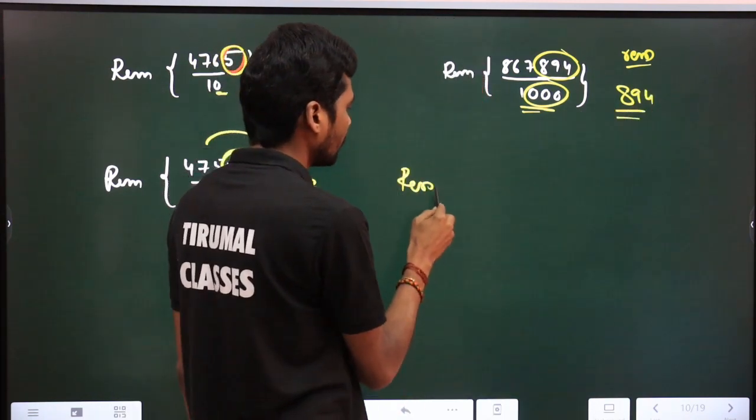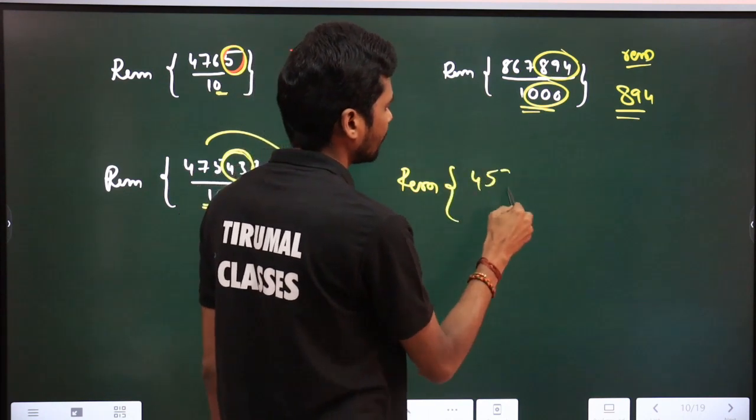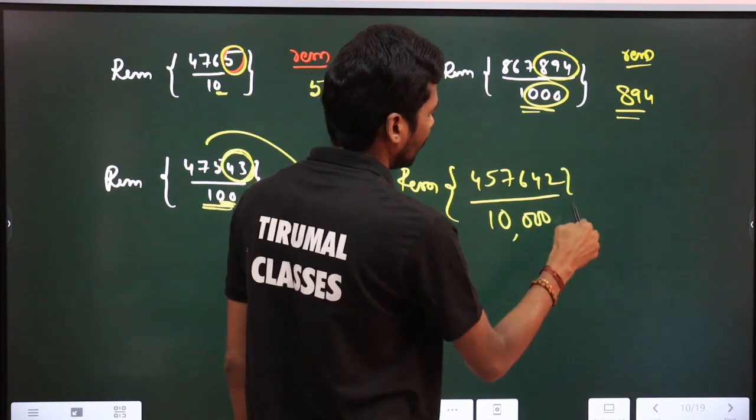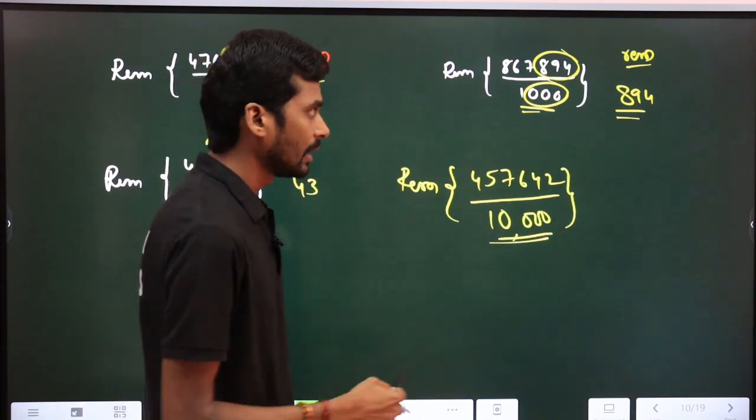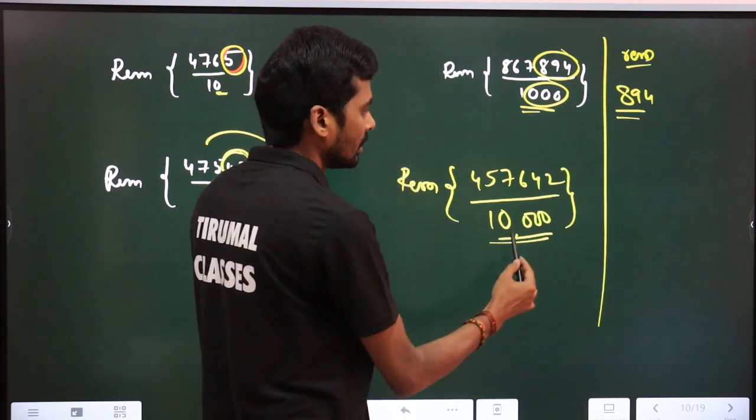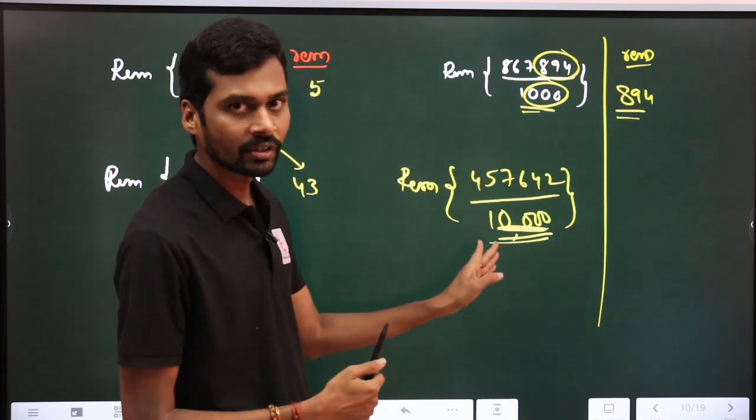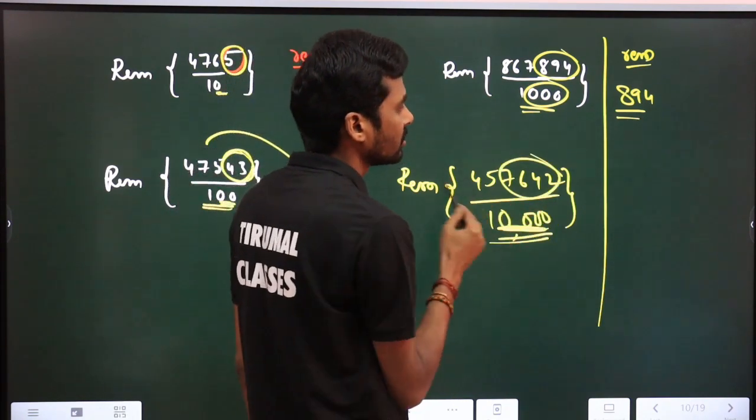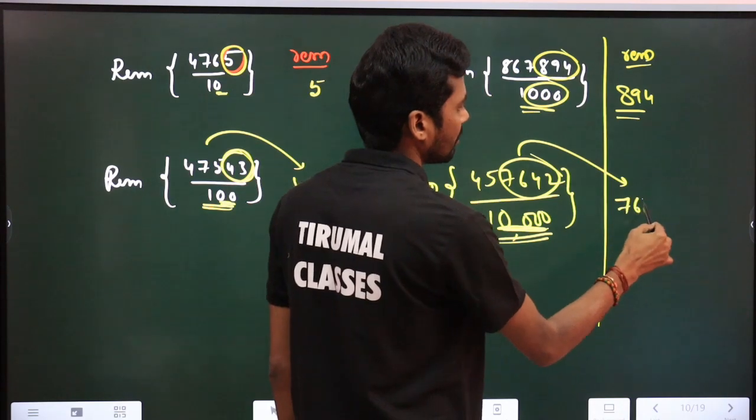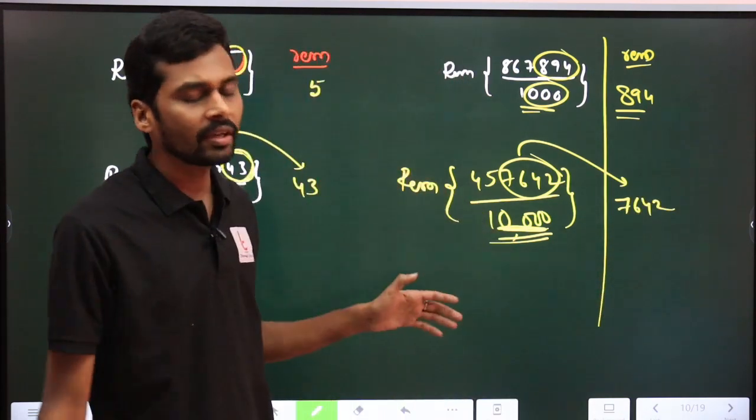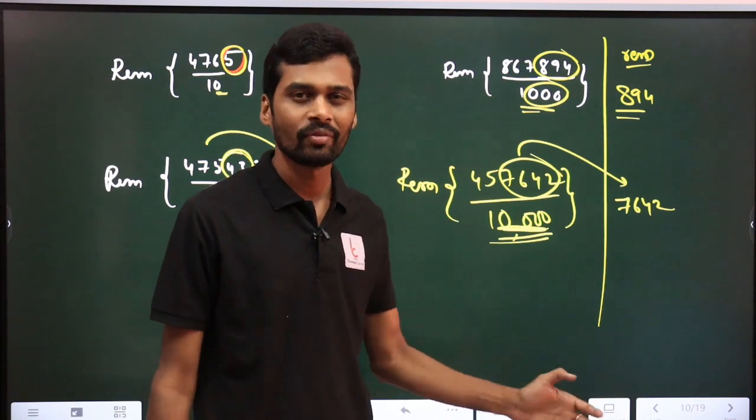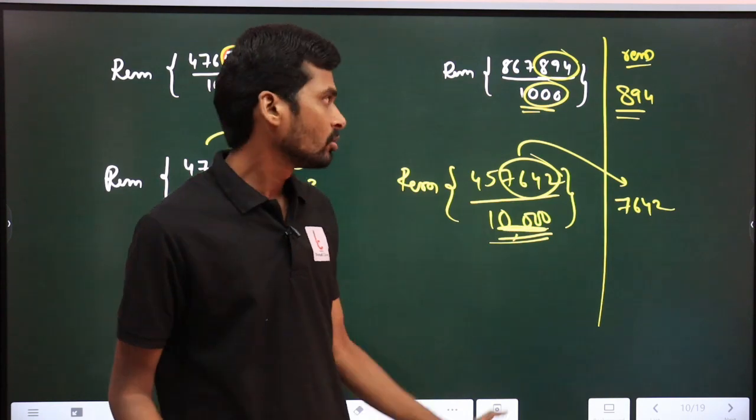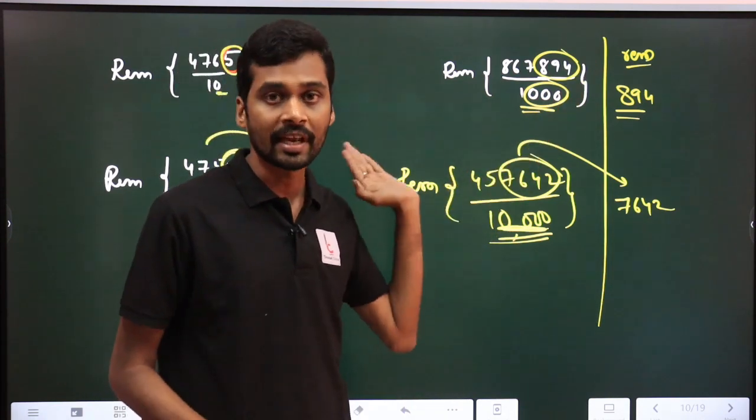Let's take another number. Suppose I have the number 457642 and I am dividing with 10,000. If the denominator part is a 10 multiple, then just have a look at the number of zeros in the denominator part. How many zeros do we have? 4 zeros. That means the last 4 digits are your answer, so the remainder is 7642. This is very useful and we will use it in different problems, so please remember it. You don't need to divide the complete number with these 10 multiples.